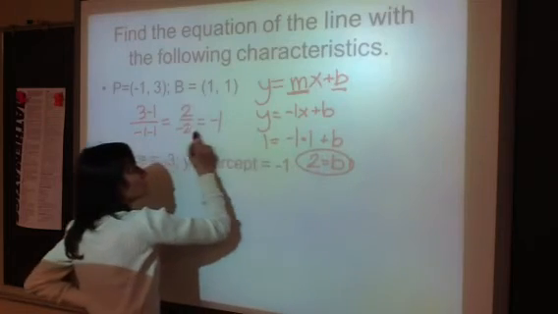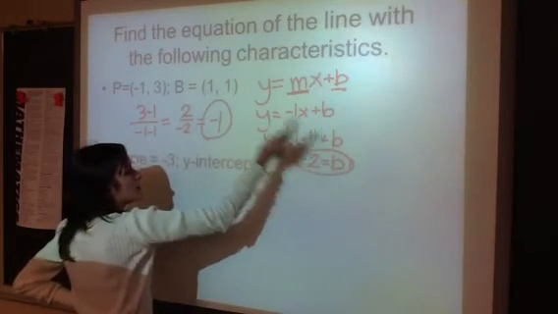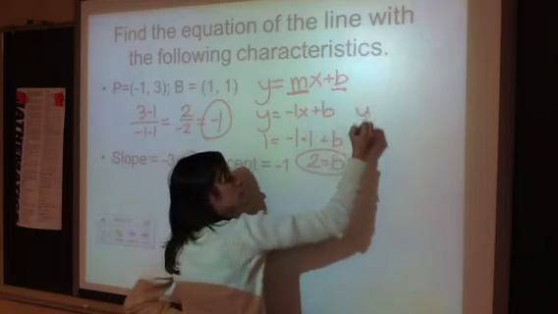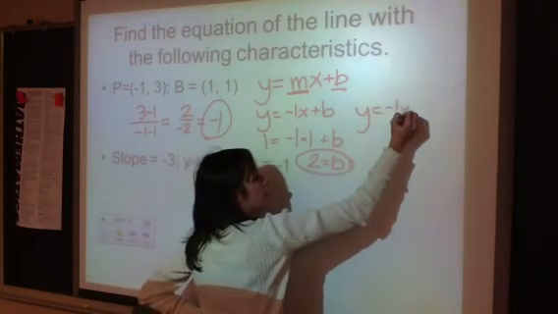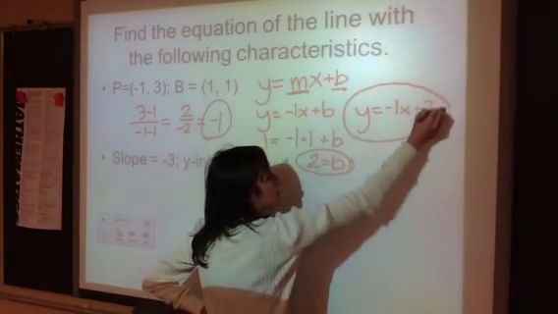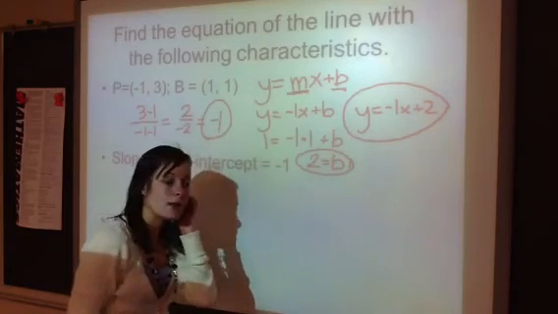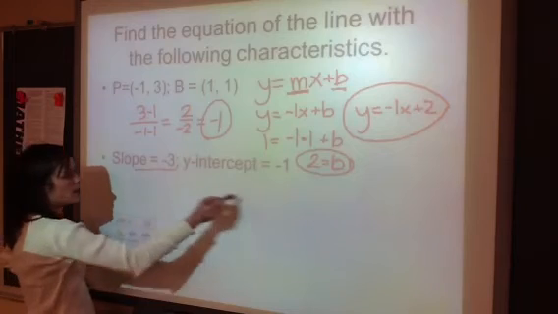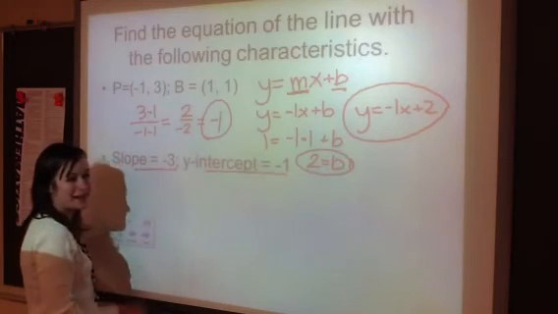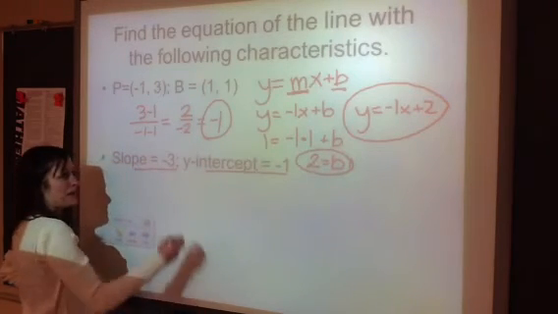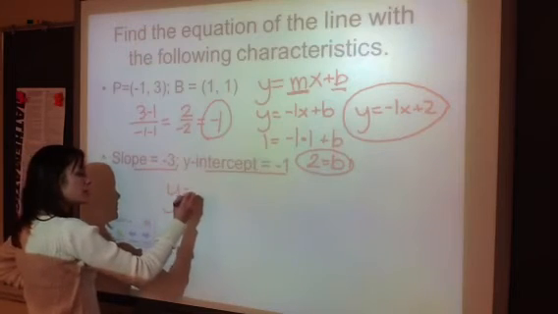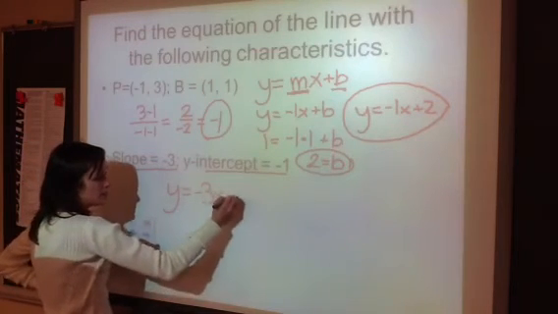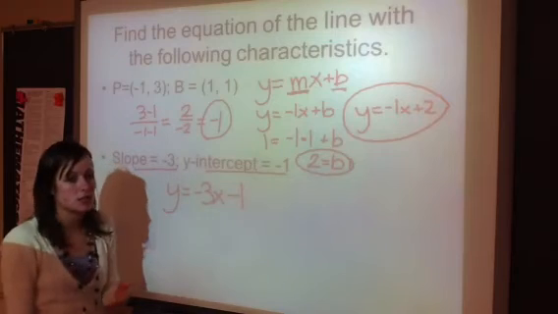So here's our slope, there's our y-intercept. So your equation is y equals negative 1x plus 2. Do you have to put negative 1x? No, you can just write negative x if you choose. Alright, so here's our slope, and here's our y-intercept. They give it to you? Easy. So we got y equals negative 3x minus 1. No work needs to be shown.